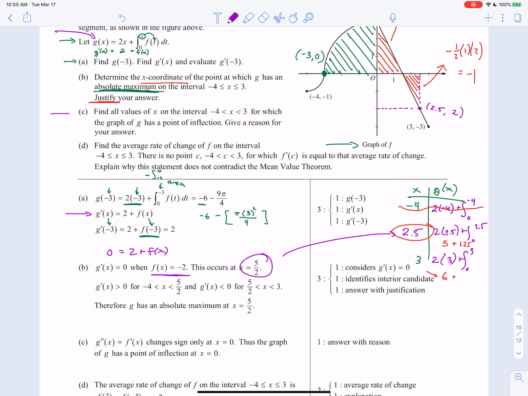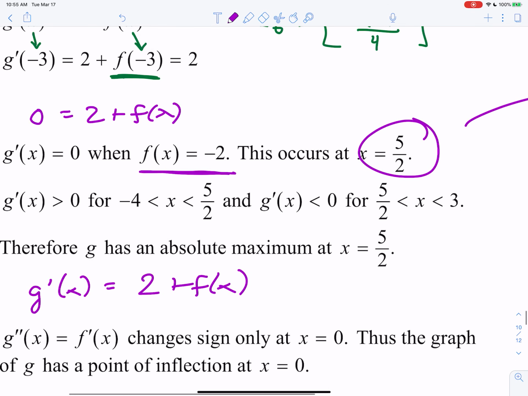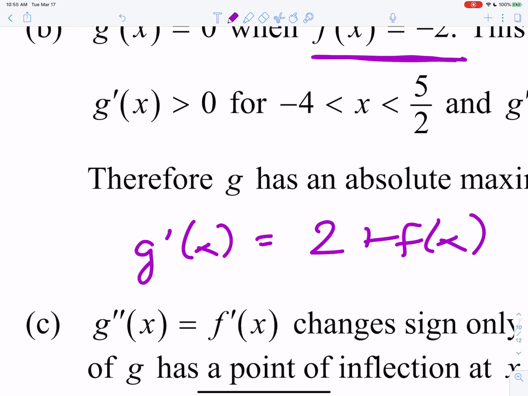Part C. Find all values where G has a point of inflection. So right away, the buzzword here is point of inflection for G. So right away, I'm looking at where G double prime is 0. I already have G prime. So I know that G prime of x is equal to 2 plus f of x. So the derivative of that, the 2 is going to go away because it's a constant. So the derivative of f of x is really just f prime of x.